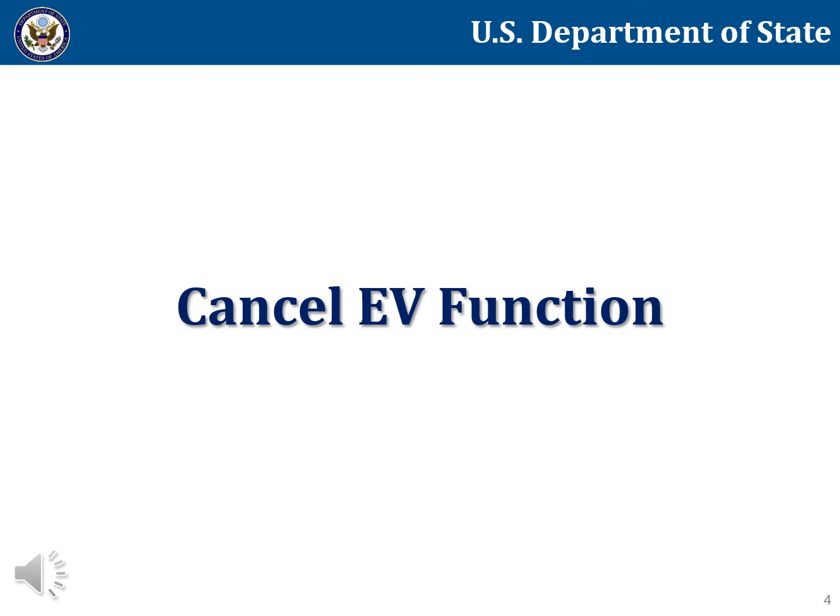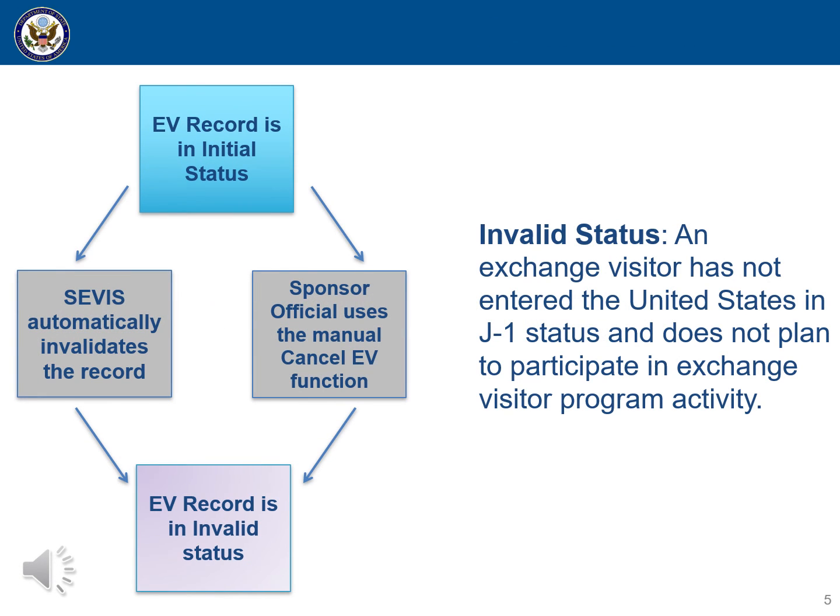We will begin by discussing the Cancel EV function. The Cancel EV function updates an exchange visitor status to invalid. An invalidated EV record indicates that an exchange visitor has not entered the United States in J1 status and they do not plan to participate in their exchange visitor program activity. There are two ways in which an exchange visitor's record may be invalidated: manually and automatically. Only records that are in initial status without port of entry information may be invalidated.